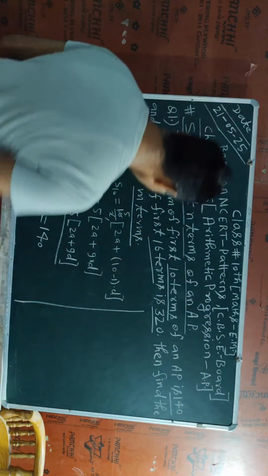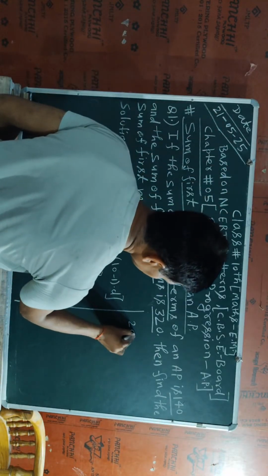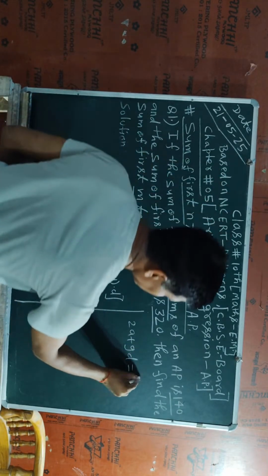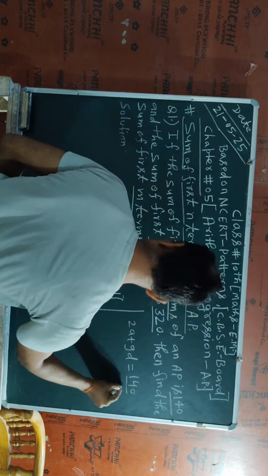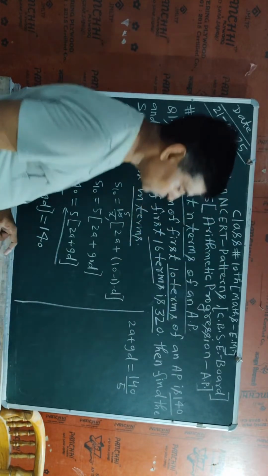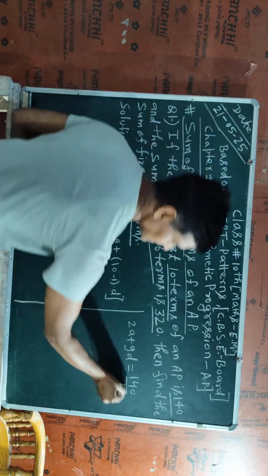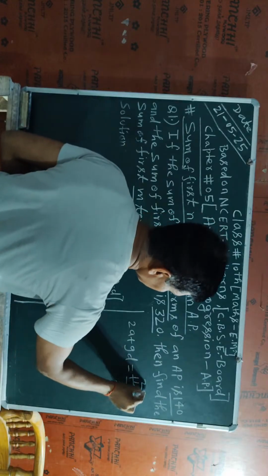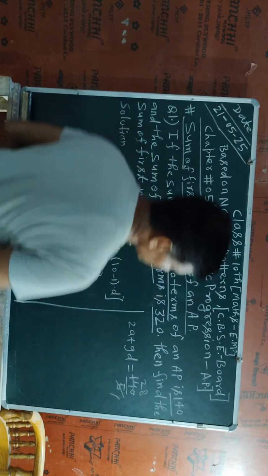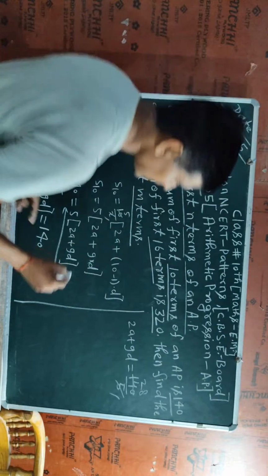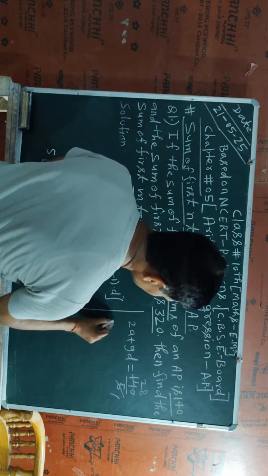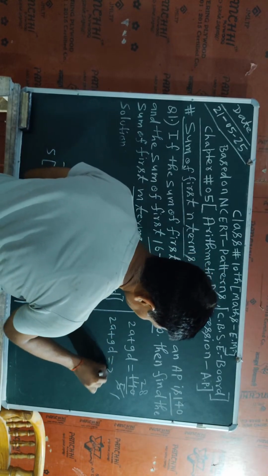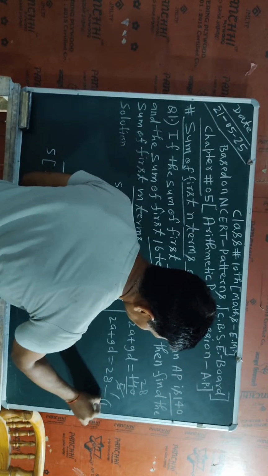After simplifying I can write 2a plus 9d is equal to 140 divided by 5. So 140 divided by 5: 5 times 8 is 40, so it is 28. So here I will write 2a plus 9d is equal to 28. I will call this equation number 1.